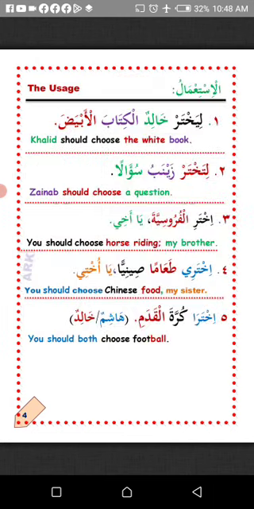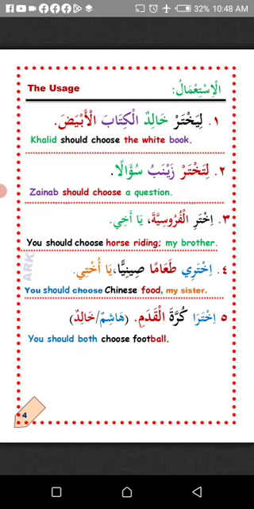MashaAllah. Al-istimal, now the usage. Number one. ليختر خالد الكتاب الأبيض. Khalid should choose الكتاب الأبيض, the white book.